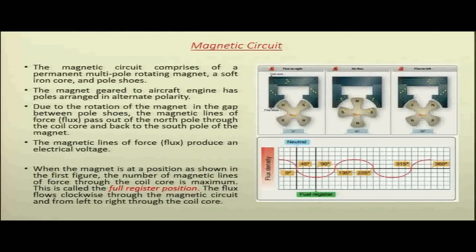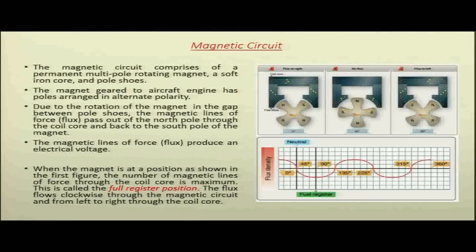The magnetic lines of force will produce an electrical voltage. Now because of these magnetic lines of force, you have electrical voltage produced. When the magnet is at a position as shown in the first figure, where you have the north pole aligning with the left pole shoe and the south pole aligning with the right pole shoe.